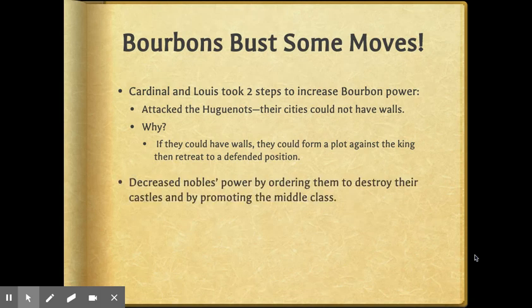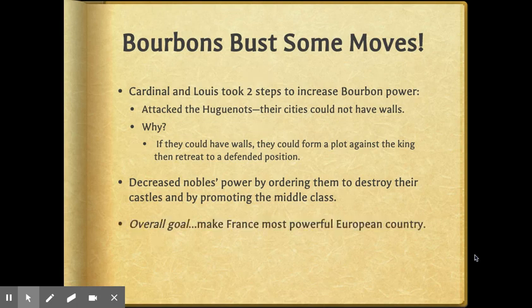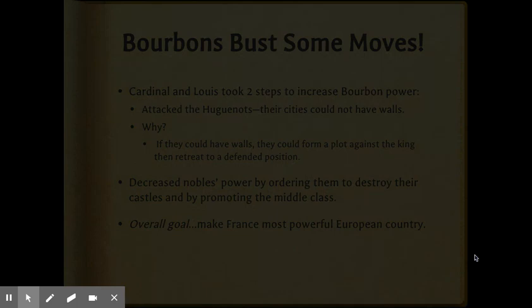The other thing that they did is they're going to decrease the nobles' powers. They stopped letting nobles have castles, and instead they're going to encourage the growth of a middle class. That had nothing really to do with religion. That one was more trying to help France economically become more powerful.